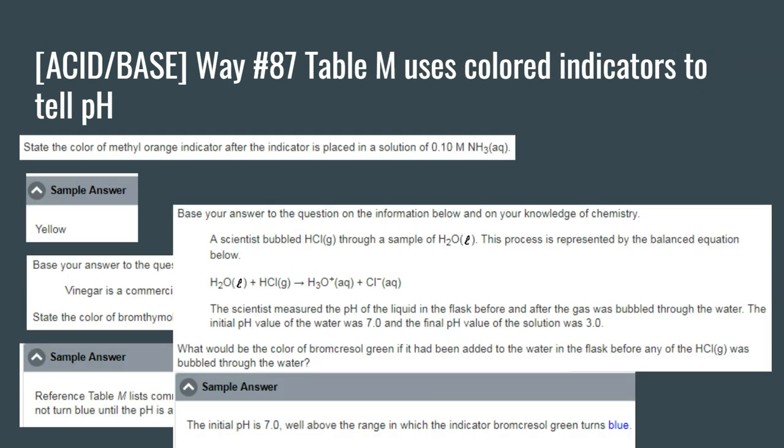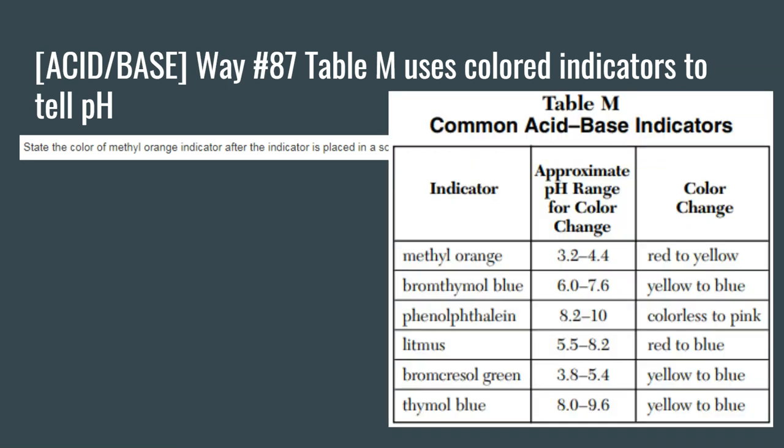Okay, so when it comes to Table M, be very careful about how you read through this chart. Remember, everything below that pH range is indicated by the color on the left. Everything above that pH range is indicated by the color on the right. So for example, at a pH of 9, what color would bromthymol blue be? It would be blue because it's above 7.6. Likewise, at a pH of 9, bromcresol green would be what color? It would be blue because it's above 5.4.